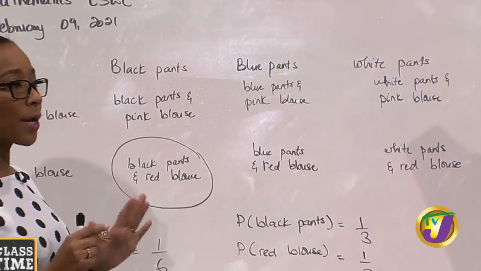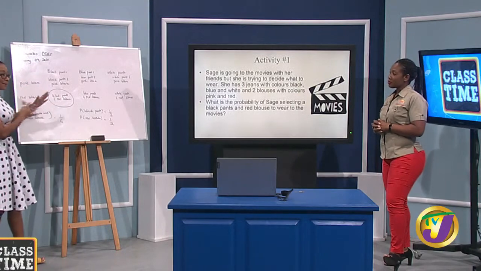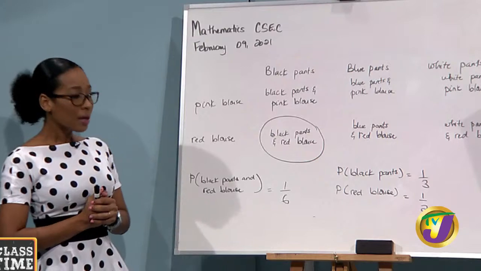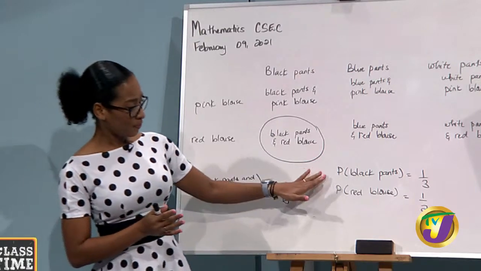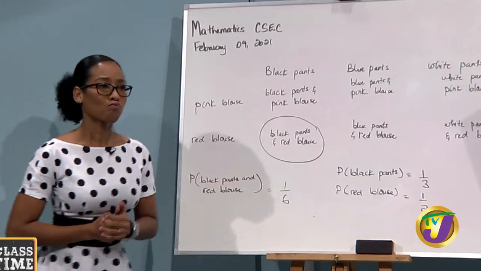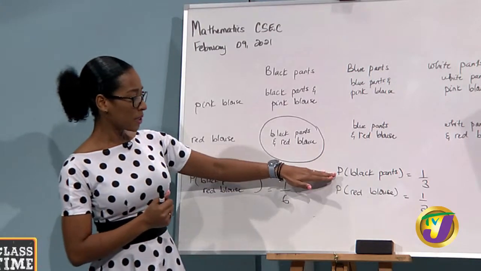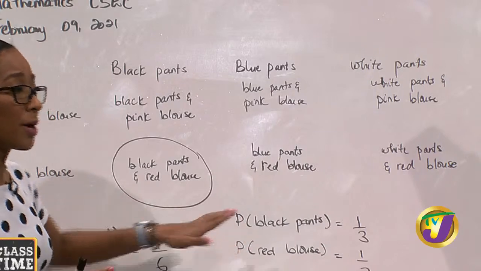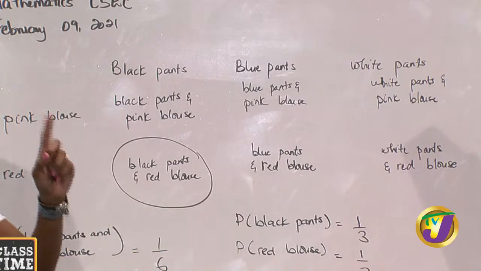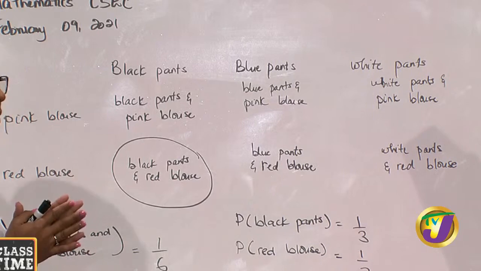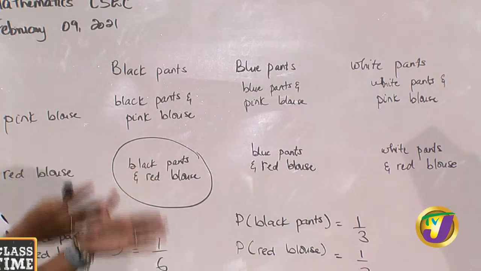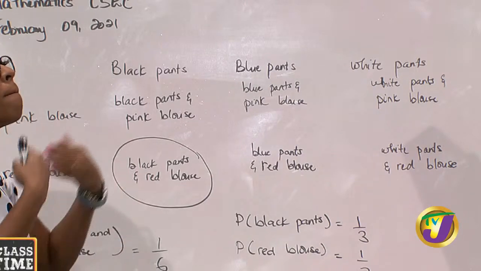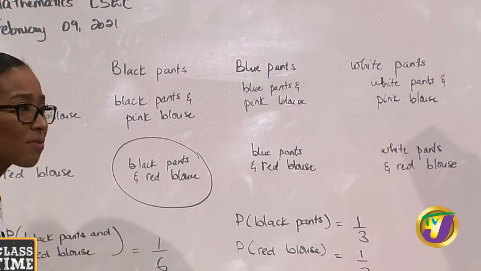Right. So here we're looking at 2 independent events. 2 independent occurrences. The black pants stands on its own. The red blouse stands on its own. And we have the probability of both here. So we have the probability of the black pants, probability of the red blouse. So we're combining those 2 occurrences. So when we're combining now the probabilities of 2 independent events, the relationship is multiplication. I bet you never knew that.